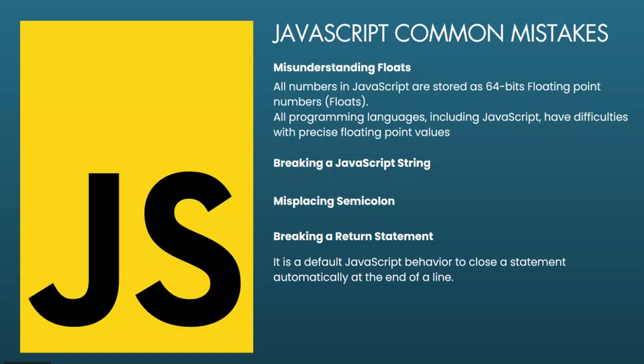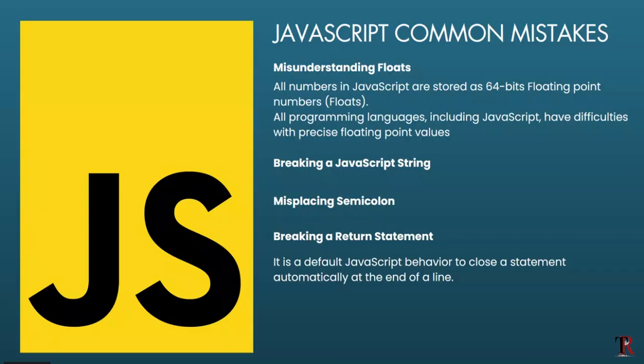Floats in JavaScript can be misunderstood as a result of how JavaScript treats numbers. All numbers in JavaScript are stored as 64-bit floating point numbers. So when you pass a number into JavaScript, that number is usually stored in the form of a floating point number, not the way we have the direct integer in traditional mathematics.